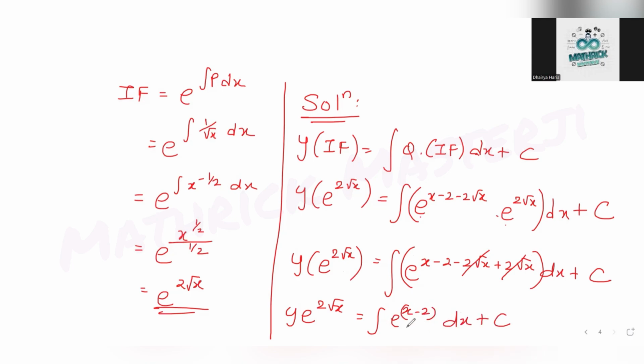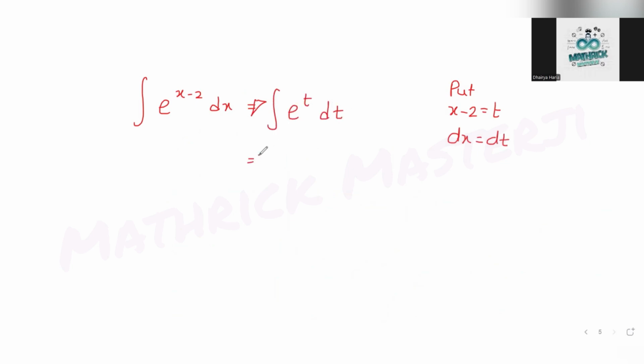Now, if I want to integrate e raised to x minus 2, let's do it separately first. What I can do is use the idea of substitution, put x minus 2 as t. So dx is dt. That leaves you the integral of e raised to t dt, which is nothing but e raised to t plus c. So here, e raised to t, I replace it with e raised to x minus 2 again. So e raised to x minus 2 plus c.